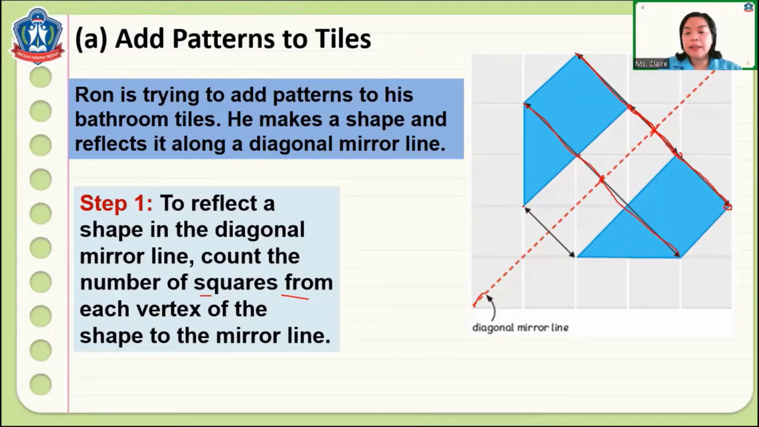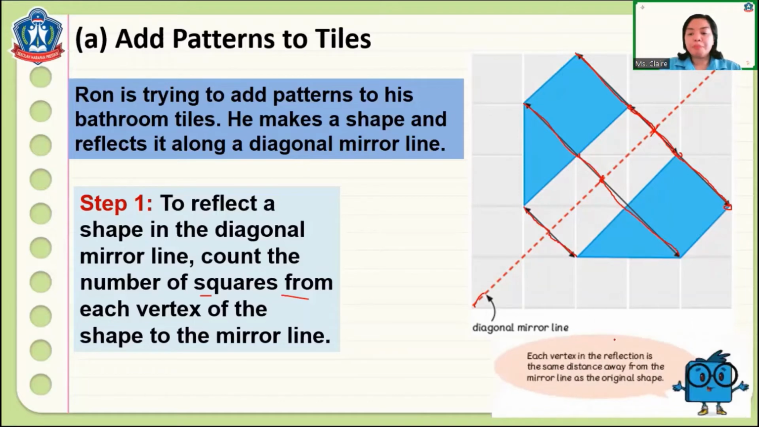And this vertex here up to the mirror line is half, and here is also half. Right after that, we simply connect the vertices. So each vertex in the reflection is the same distance away from the mirror line as in the original shape. If we reflect, make sure that the distance from the vertex to the mirror line is the same for the original and your reflection.